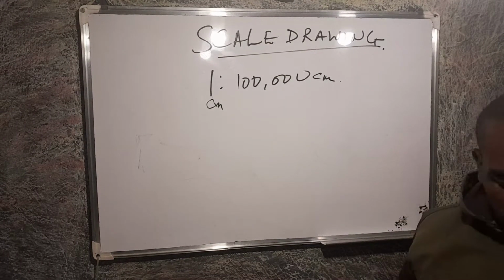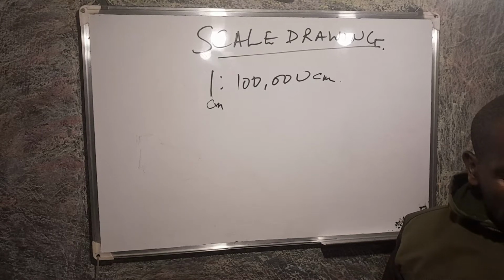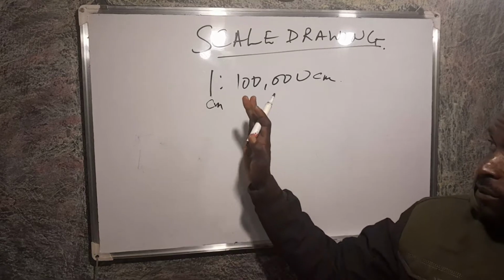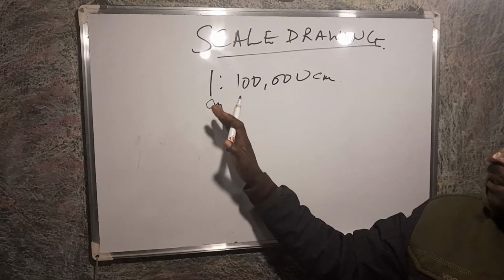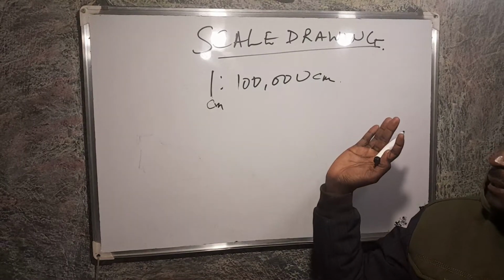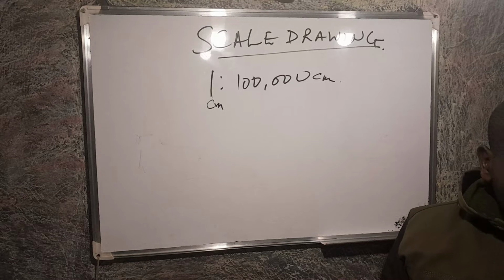So every time a ratio has units on either side of it, they are in centimeters. Anytime you are given another unit on this hand, make sure you are converting everything into a similar unit.